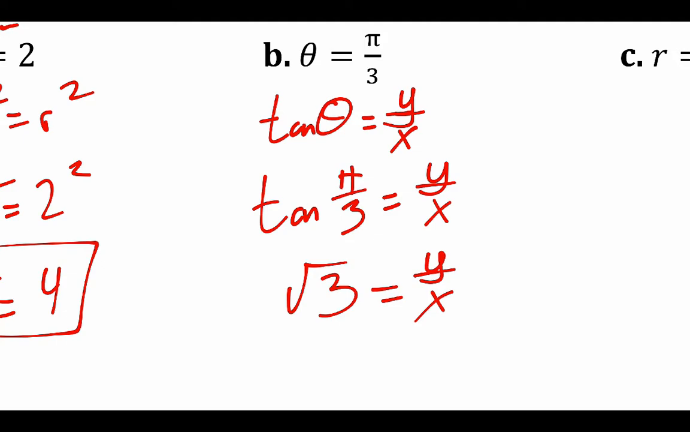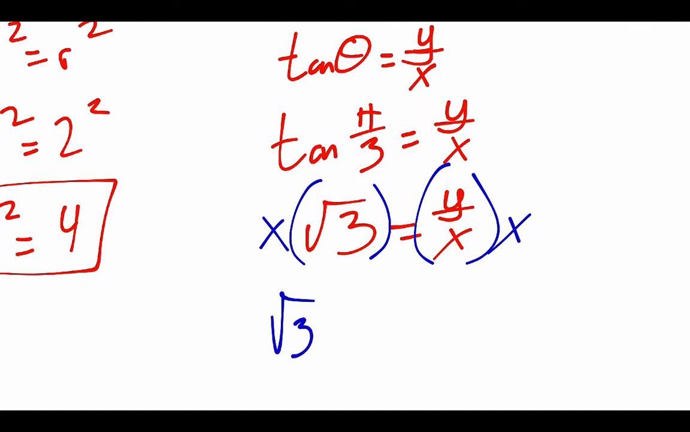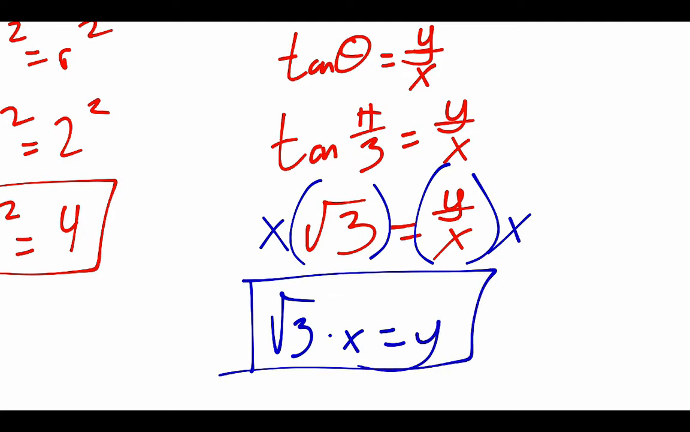Now we could just leave it like that, but let's put it back in a form that we're a little more familiar with. If we multiply both sides by x, we end up with the square root of 3 times x equals y. So we have y on one side, x on the other.